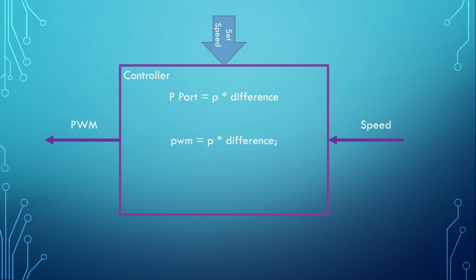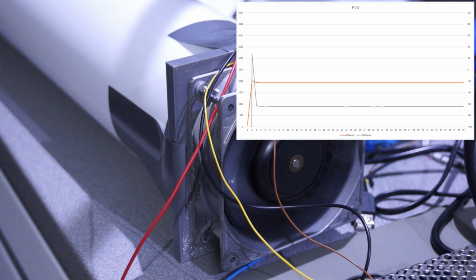Let's try now how the system reacts on a set speed of 2000 RPM. I set this P factor to 0.5. The speed is in orange color and the difference is gray. The left axis is for speed and the right for difference. The fan starts quickly, overshoots the 2000 RPM a little and settles quite fast on below 2000 RPMs.